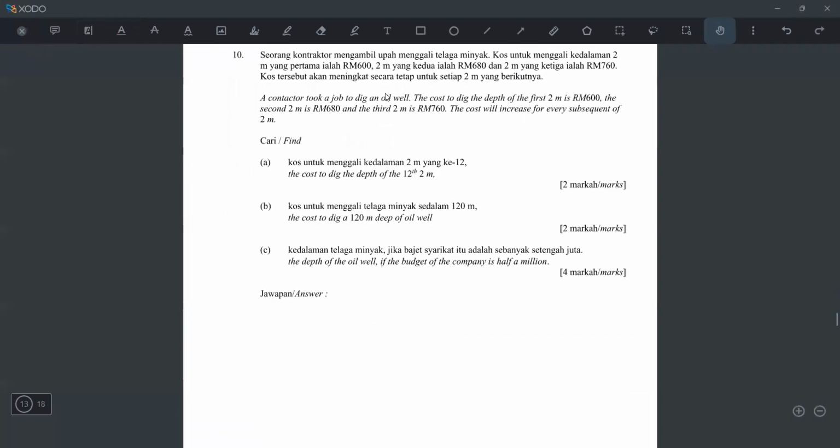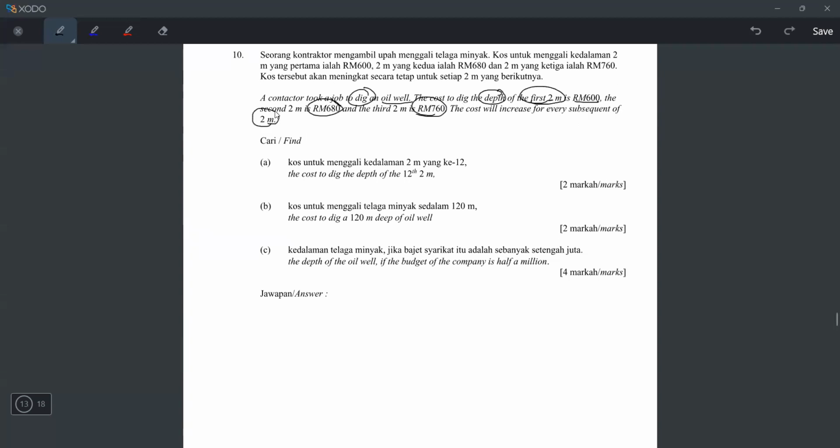Let's continue. Question number 10. Okay, let's go. A contractor, I think it's contractor, but whatever, took a job to dig an oil well. The cost to dig the depth for the first 2 meters is 600. And then the second 2 meters is 680. And the third 2 meters is 760. And the cost will increase for every subsequent 2 meters.